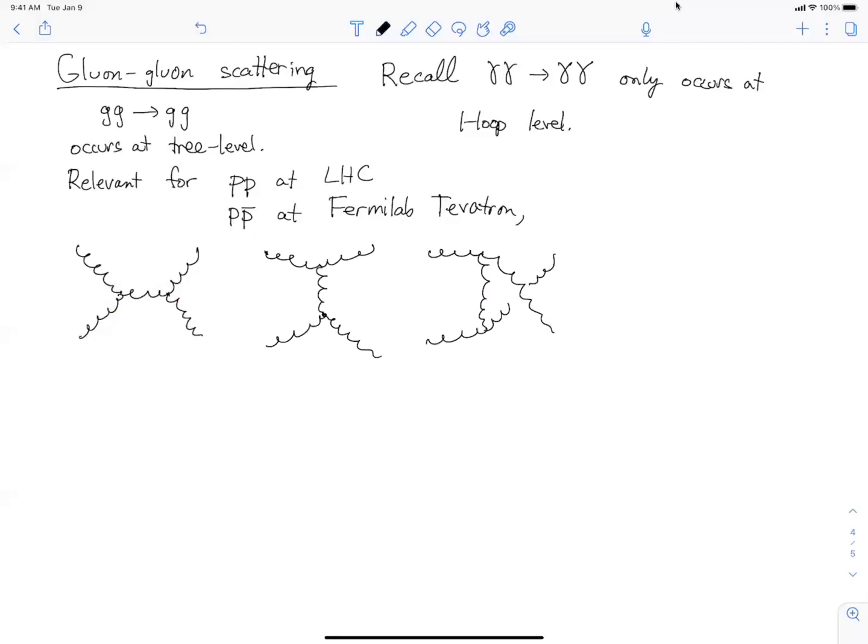And then I can have a U-channel exchange of a gluon. And there's one more diagram, because there is actually also a 4-gluon vertex. And so those are the 4 diagrams.